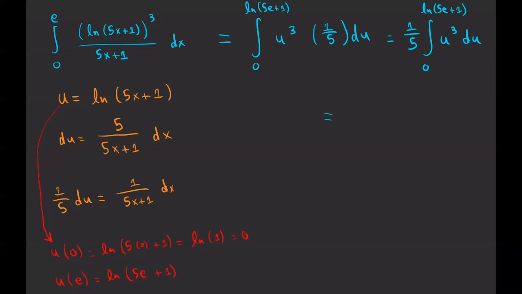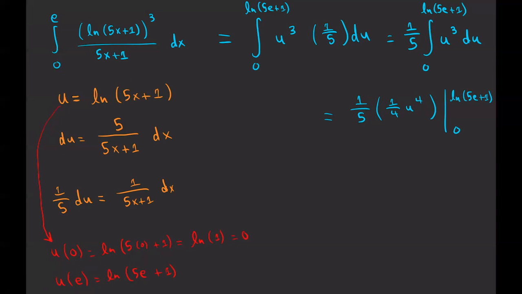So we have a u cubed. Very simple power rule is going to say 1/5 times 1/4 u to the 4th. So I'm going to add 1 to that exponent and then divide it by the resulting power. Let's clean that up a little bit. So ln of 5e plus 1, and then we are actually still going to have a 0 there.